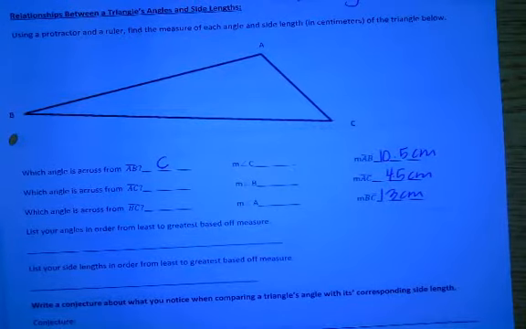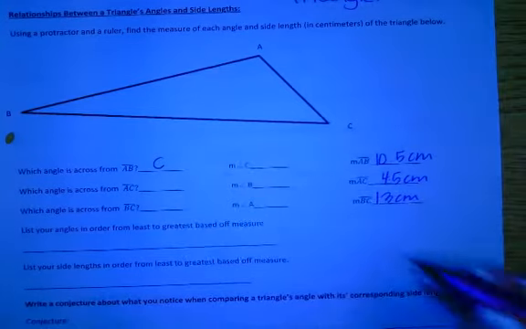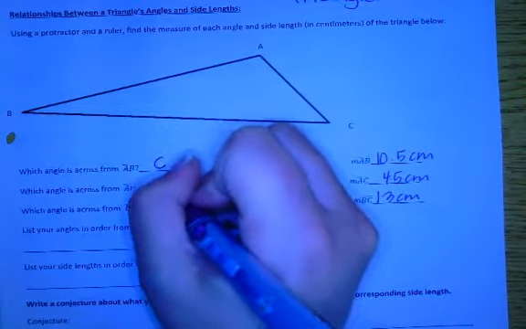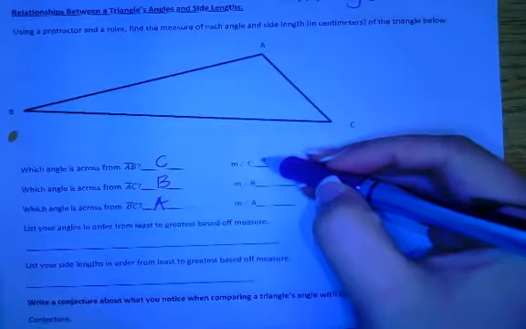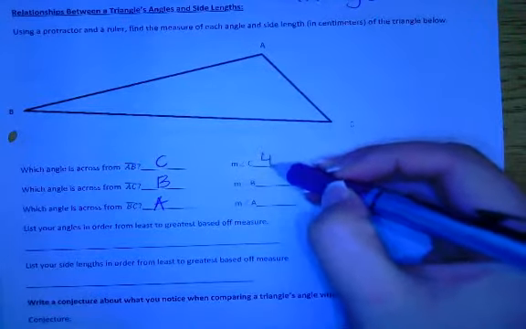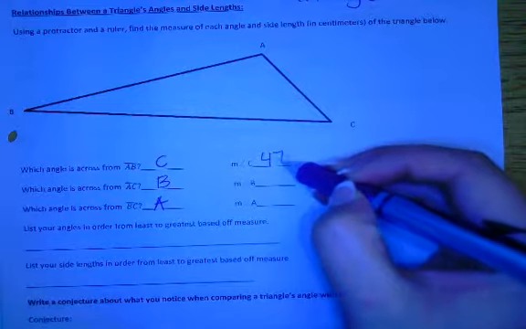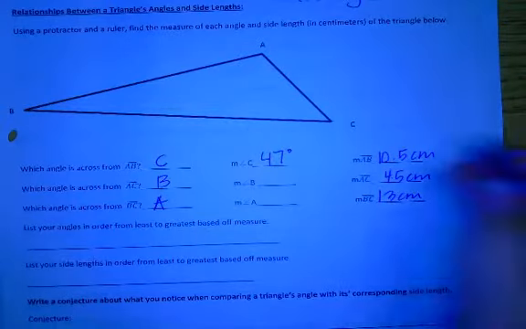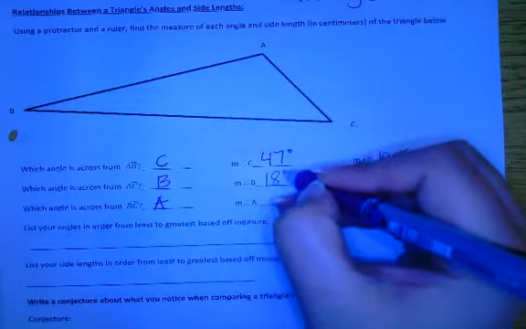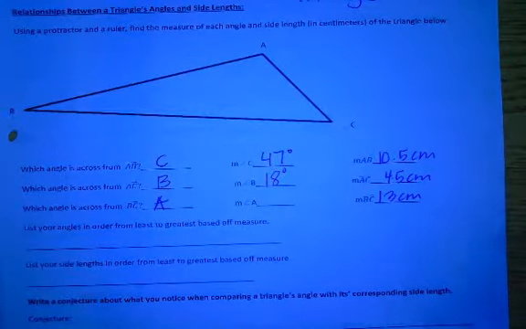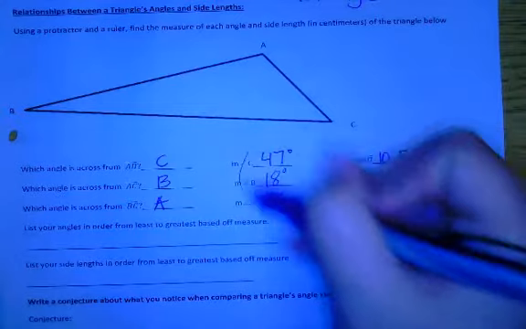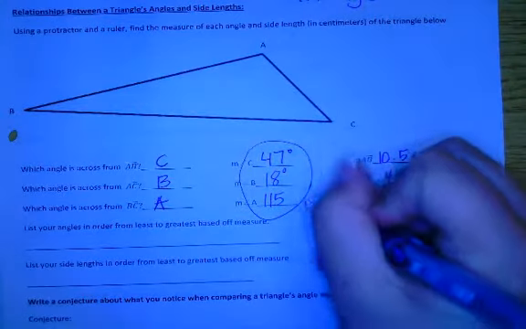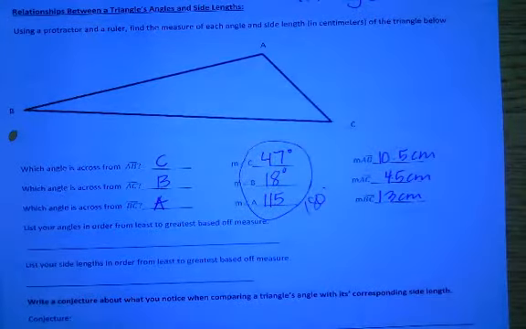Okay, across from AC? BC? A. Okay, what was the measure of angle C? 47, 48? Okay. Angle B? And angle A? 115. Okay, what should these add up to? 180. Awesome. Okay, list your angles in order from least to greatest based off measure.